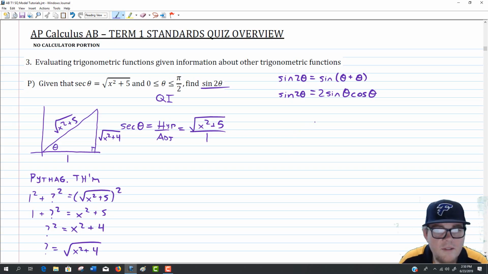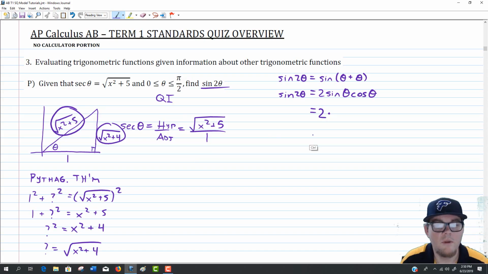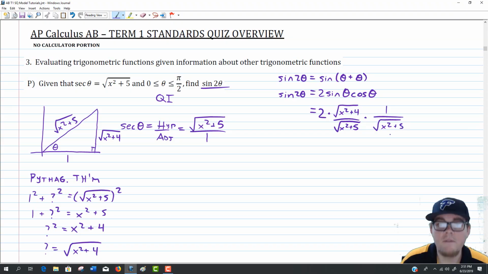From here, looking at all of our pieces, we now need to evaluate each part. The two parts are pretty easy. Sine is going to be opposite over hypotenuse. So opposite and hypotenuse from our triangle, it's going to be a ratio of two radicals. We get square root of x squared plus 4 over the square root of x squared plus 5. By the way, this is a good thing to see. x squared plus 4 is always smaller than x squared plus 5, which is good because sine has to always be less than or equal to 1. And then finally for cosine, we get 1 over the square root of x squared plus 5.